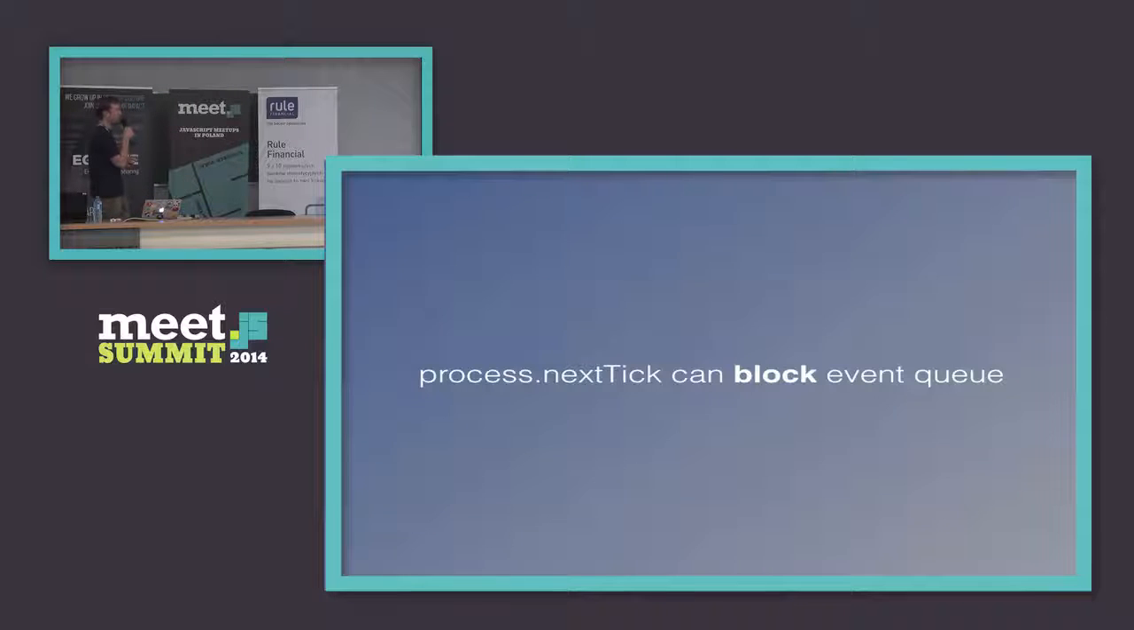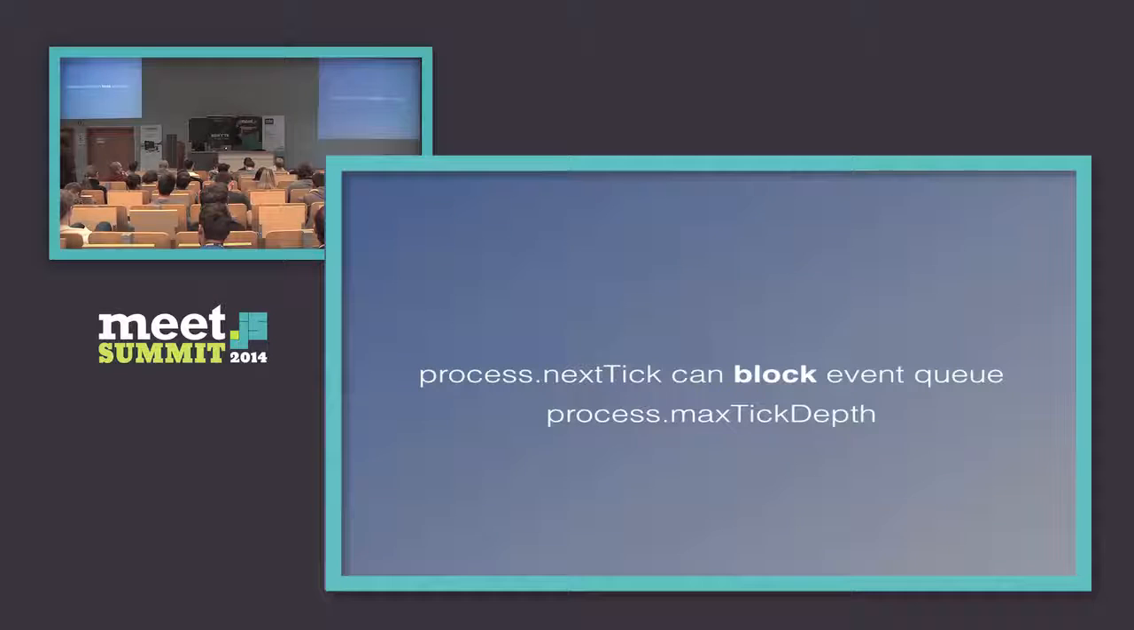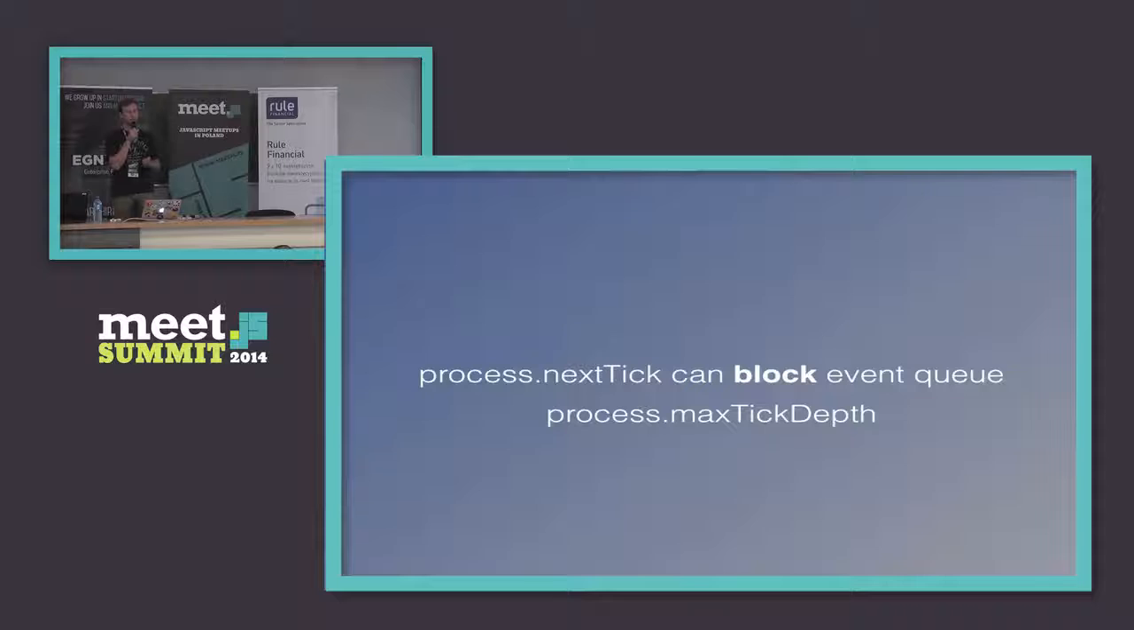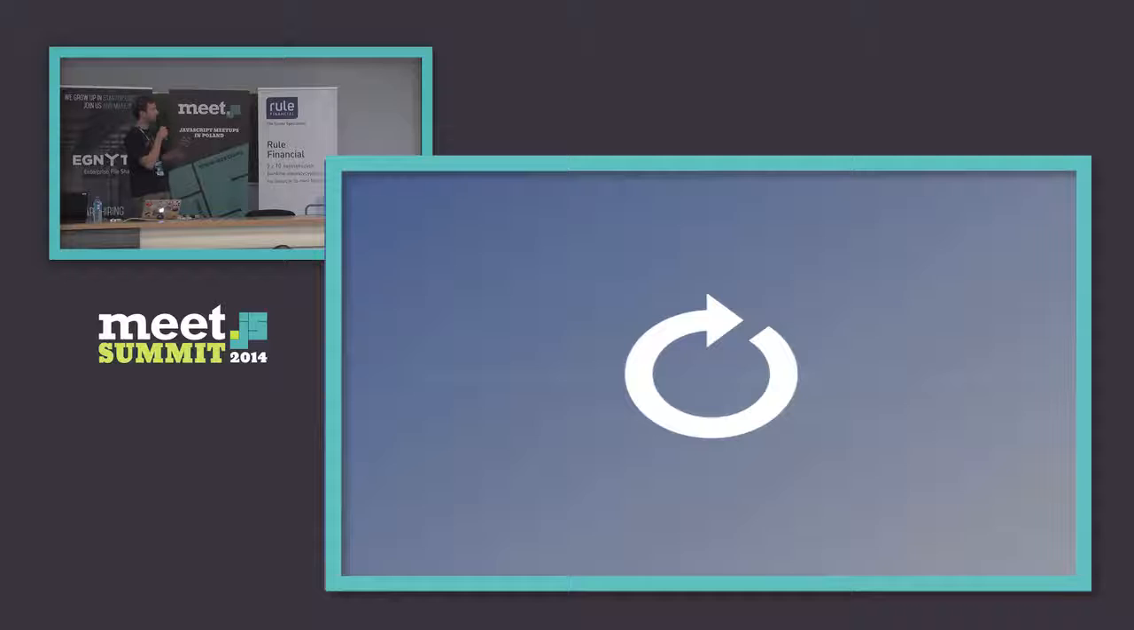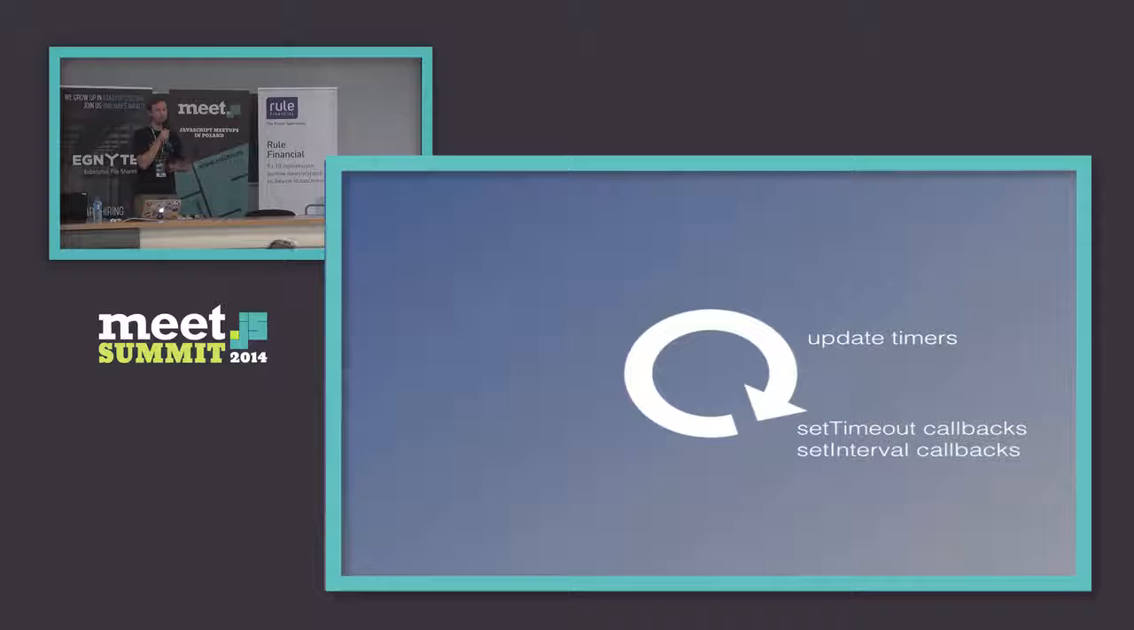But there is one important thing with this function. If we add next ticks inside next tick and inside next tick, it can block the event loop, because it's not like set immediate, where there is only one call per iteration. There can be recursive iteration that blocks the event loop, and this is why there is a parameter called max tick depth that says how many of these nested next tick callbacks can run per one loop iteration, and its default value is 1000.